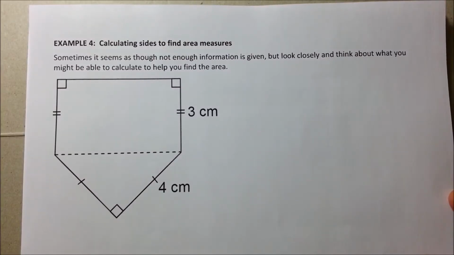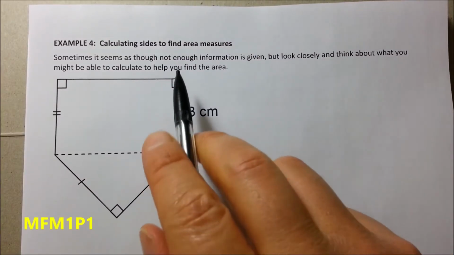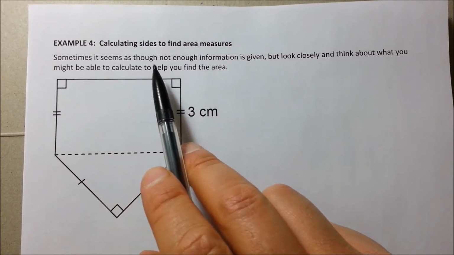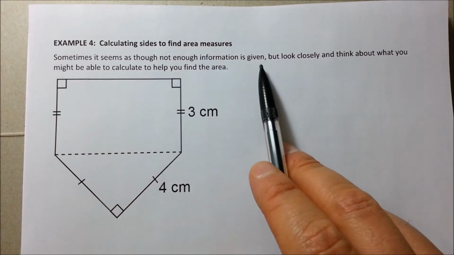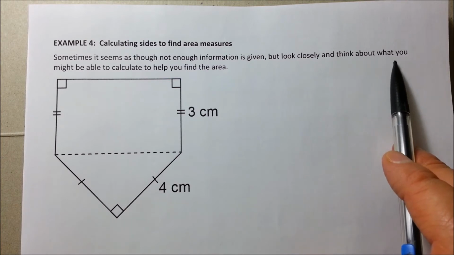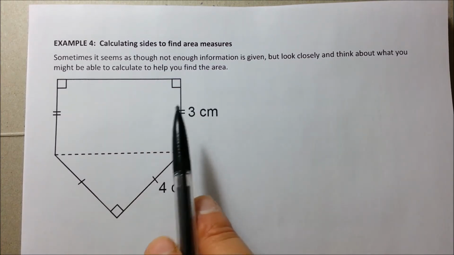Great, so let's check out example 4. Calculating the size to find area measures. Sometimes it seems as though not enough information is given, but look closely and think about what you might be able to calculate to help you find the area.